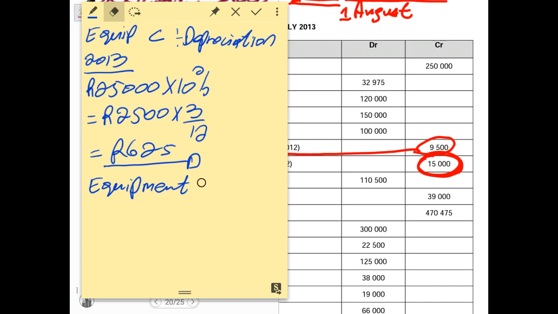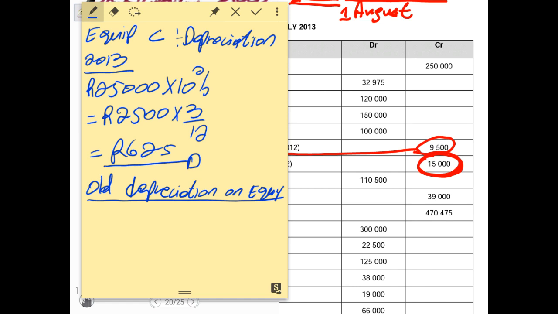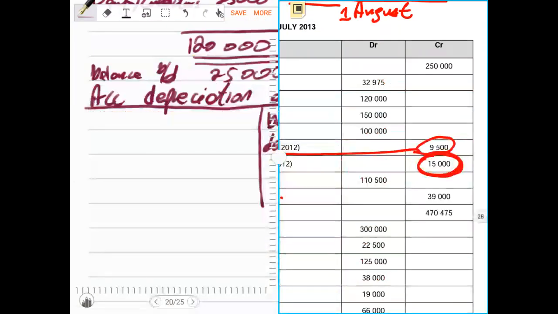Let me not say equipment, let me just write it like that: old depreciation on equipment for the year 2013. The cost of the old equipment is 95,000 rands. We multiply that by 10%, that will give us 9,500 rands. So we know that this equipment was there until the end of the year. If it was there until the end of the year, we don't have to count any number of months. So it is just perfect for us to leave it at that stage.